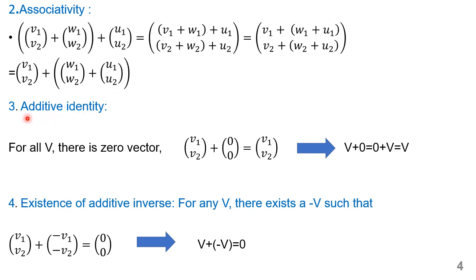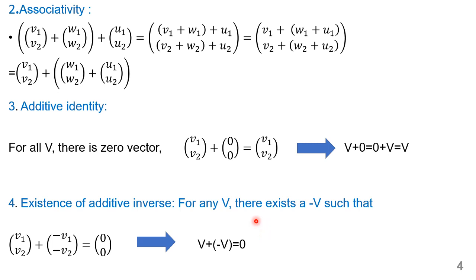We have the third axiom, called additive identity. Additive identity says that for all v there is a zero vector. So we have a vector space v1 v2. When I add it to a vector space consisting of 0 0, it is equal to v1 v2. In general, I can write this as v plus 0 is equal to 0 plus v, that is equal to v.